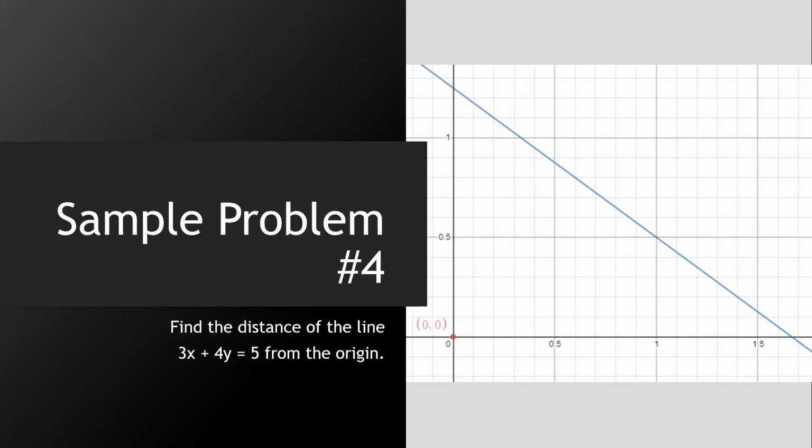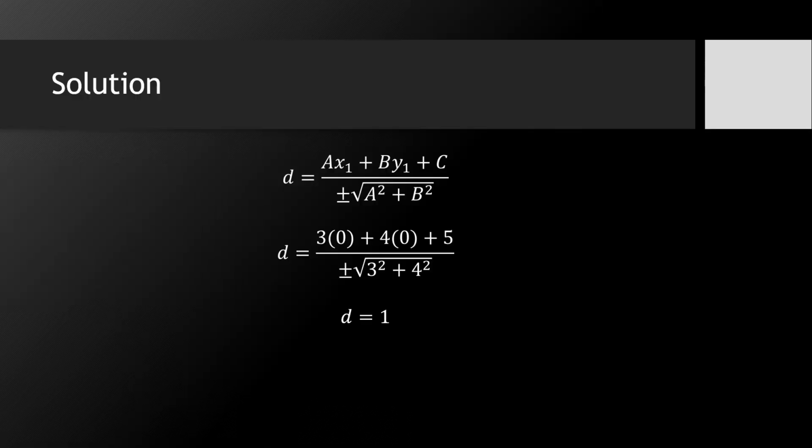Next problem: find the distance of the line 3x plus 4y is equal to 5 from the origin. So from the origin, we want to know the distance of this line. Our distance should be positive because from the origin, we are going to move upwards to the right. Using the formula, d is equal to (ax1 plus by1 plus c) all over plus or minus the square root of a squared plus b squared: 3 times 0 plus 4 times 0 minus 5 all over the square root of 3 squared plus 4 squared. We know that the distance should be positive, so our answer is 1.